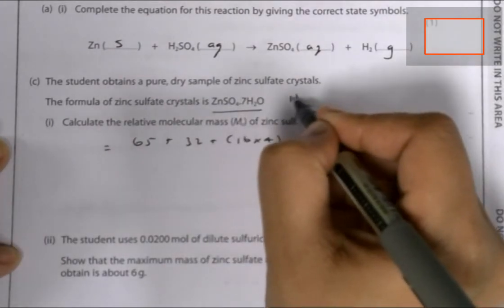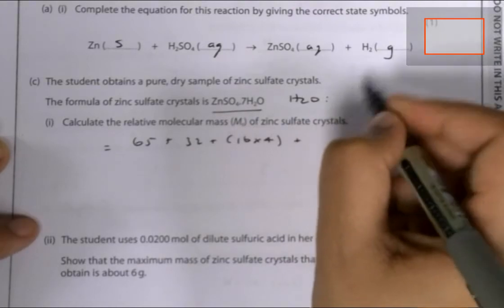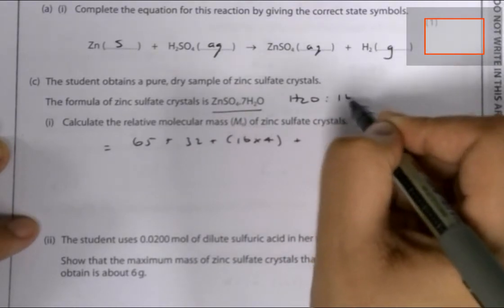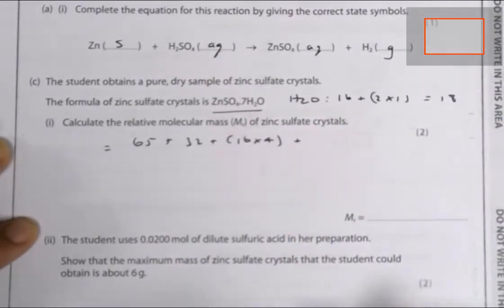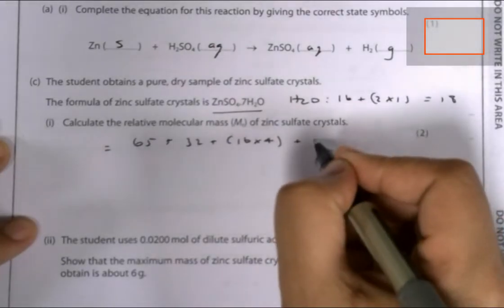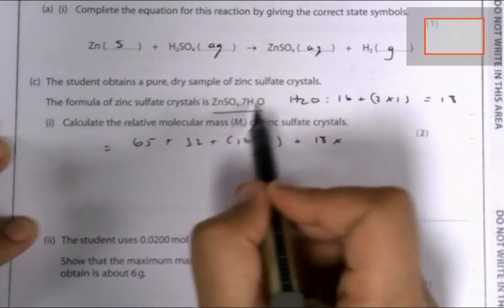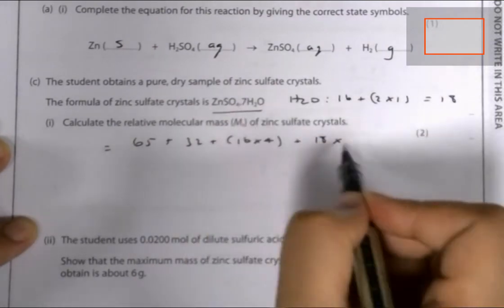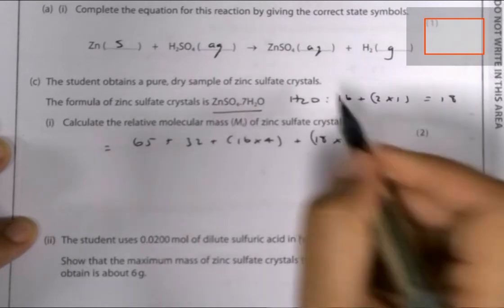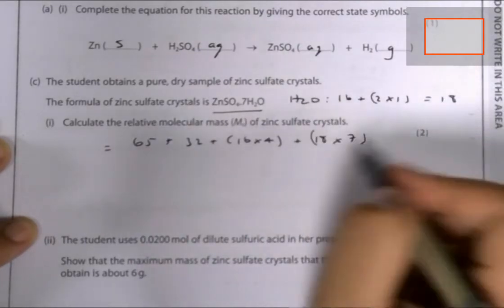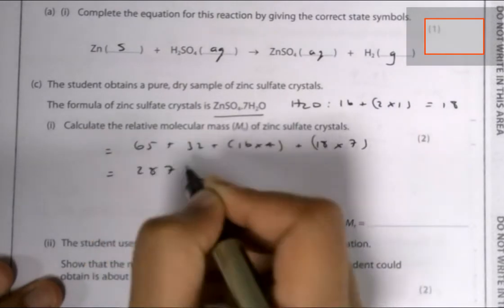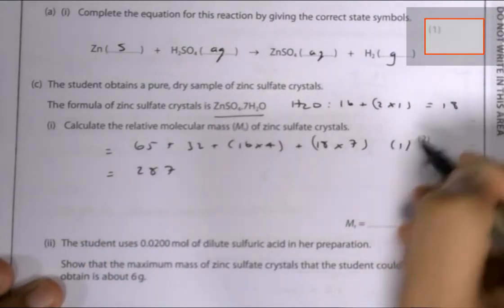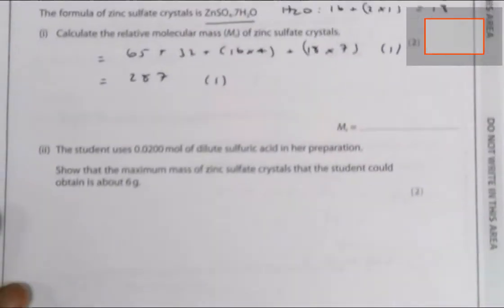And I know that H2O has a relative formula mass of 18, because an oxygen atom is 16 and hydrogen is 1, and there's 2 of them. So I'm just going to literally times 18 by 7, because I know that 1 water is 18, and we times that by 7. And when I do that calculation, I come out with 287. So you get 1 mark for your working, as always, and 1 mark for your final answer.